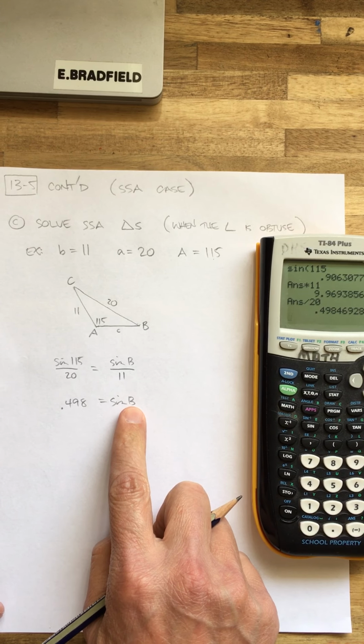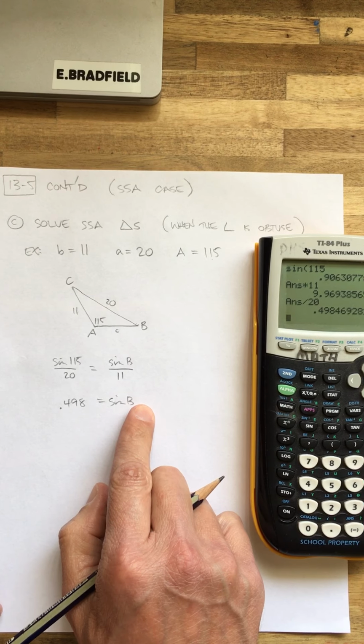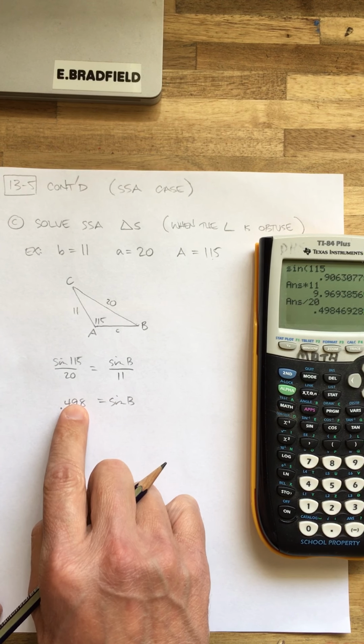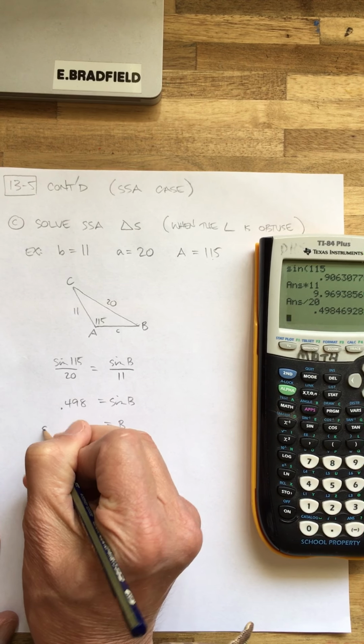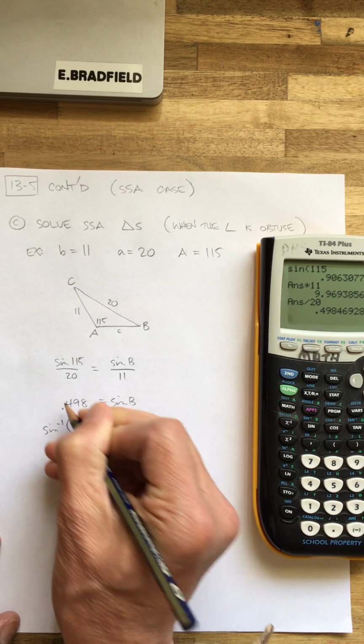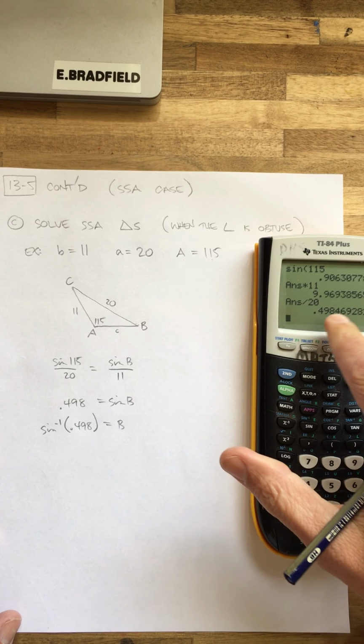So if I want to solve for B, I need to move that sine over to the other side. Remember, you take the sine of an angle, but you take the inverse sine of the ratio. So if this is my angle, it's going to equal the inverse sine of that ratio, 0.498, okay? So now I need the inverse sine of that.